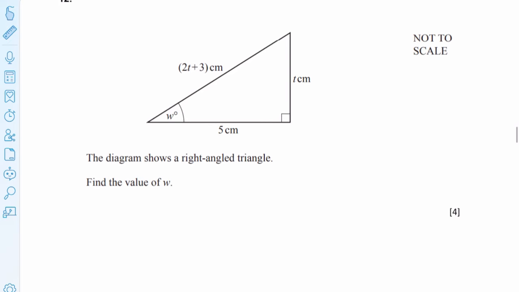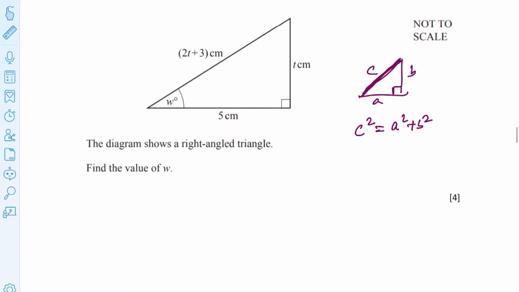Question number 12. The diagram shows a right angle triangle. Find the value of W. This is a good question. It's a question of Pythagoras theorem. If you remember, the Pythagoras theorem says that if this is C, this is A, and this is B, and this is the hypotenuse, then the square of the hypotenuse equals the sum of the other two sides squared. C squared equals A squared plus B squared.